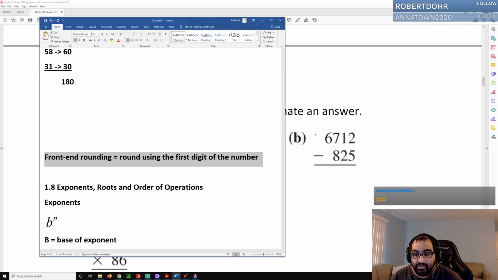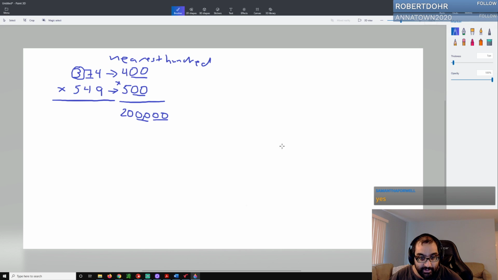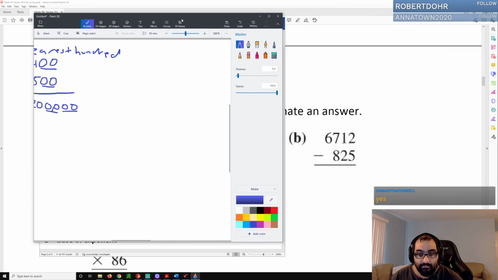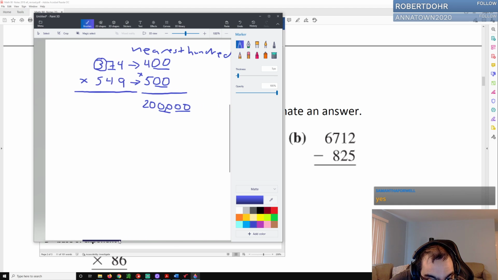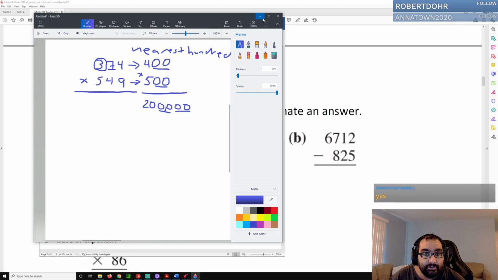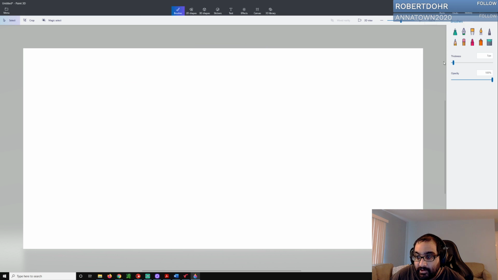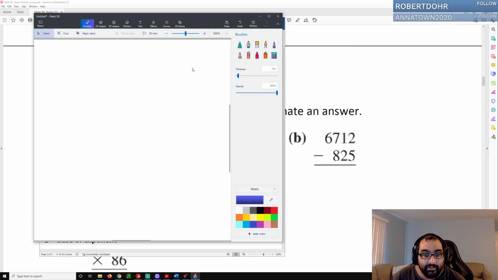Okay, so I'm going to do this first one here, letter B, and we'll do it here on the paint tool. I'll shrink that down. Hang on a second, sorry. I need to erase this. All right, let's go with the blank screen there.